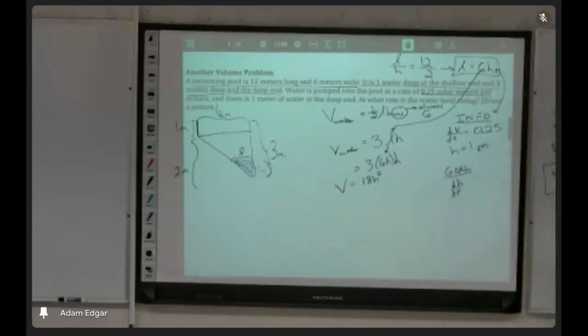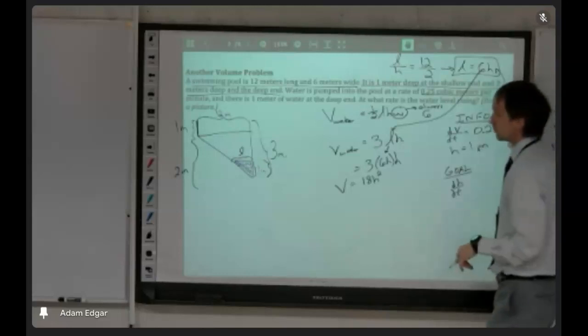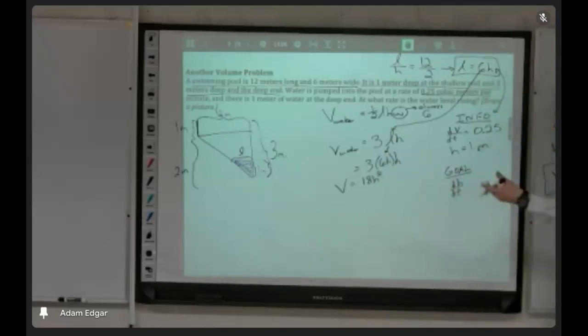It should be relatively straightforward. Differentiate, plug in number for H, plug in number for dV/dt, and solve. The trick is getting to this point where you have a volume equation in terms of the height. Any questions with anything up to this point? I think this is harder than anything on the homework.